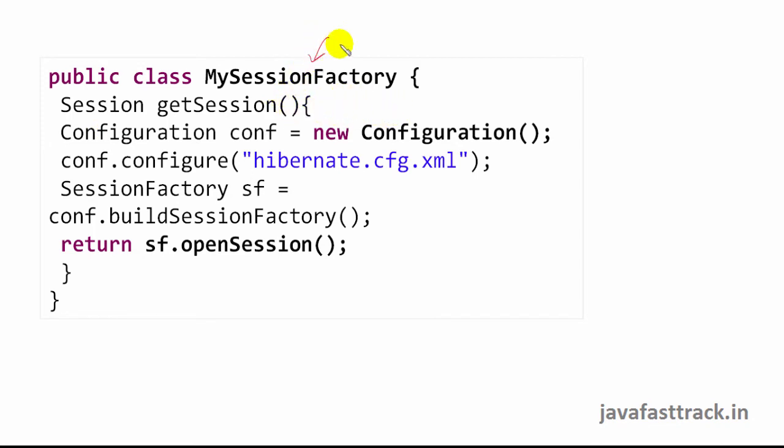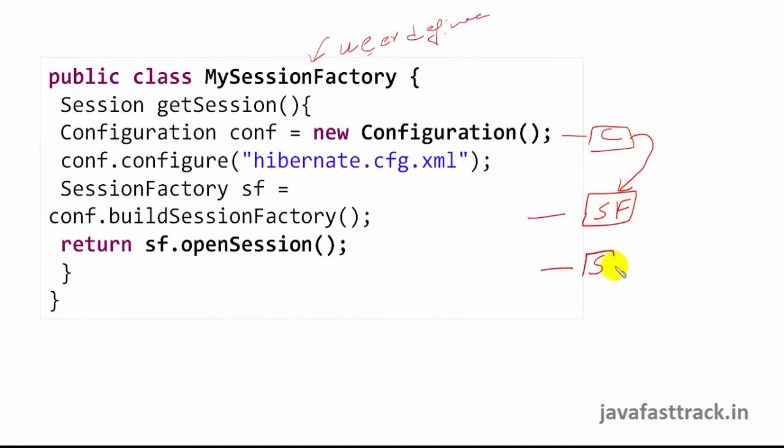This is the code written by myself. This is the user-defined code which makes use of three Hibernate APIs: the configuration, the session factory, and session. In this code, we have three parts. In part 1, we create a configuration object. In part 2, we create a session factory object. In part 3, we obtain a session object. In part 1, we create a configuration object. In part 2, we got a session factory object from the configuration object. In part 3, we got a session object from session factory.